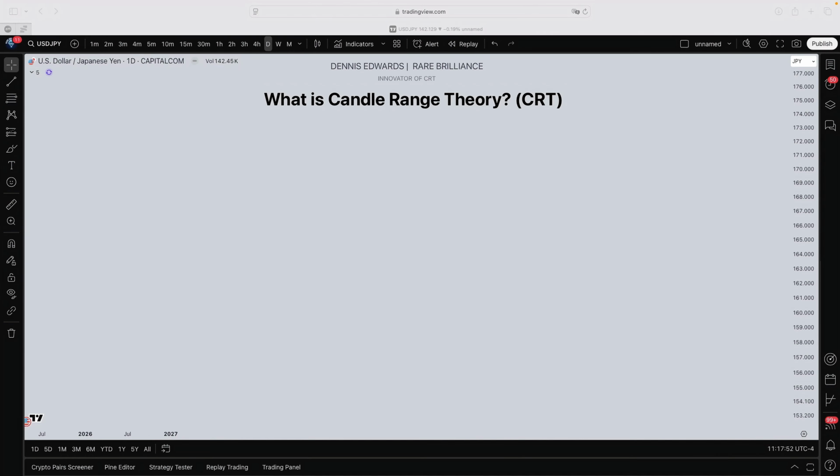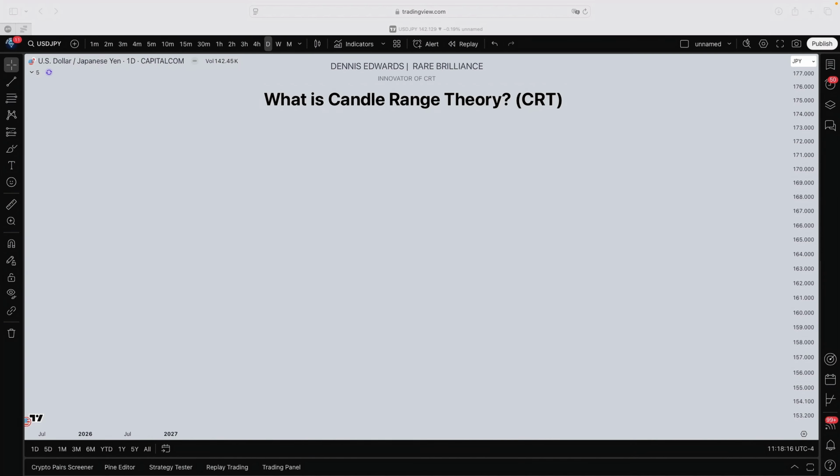I'm going to show you how to see the market differently, not through indicators, not through guesswork, but through a lens that brings clarity to chaos. This is CRT, Candle Range Theory. It's not just a concept, it's a way of seeing. And once you start to see through CRT, you will never see the market the same way again.